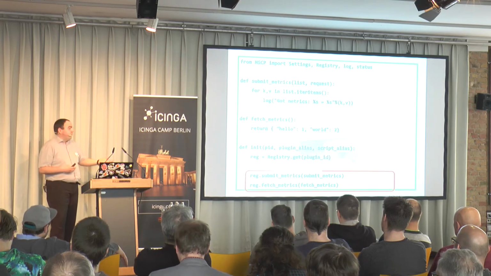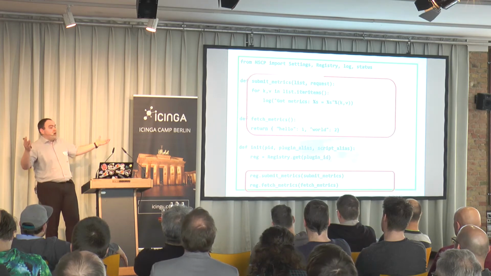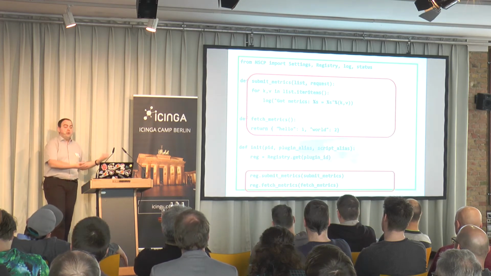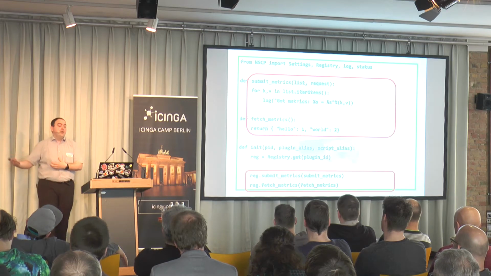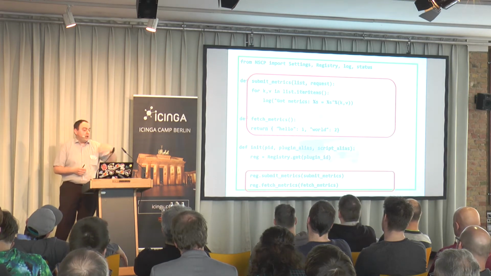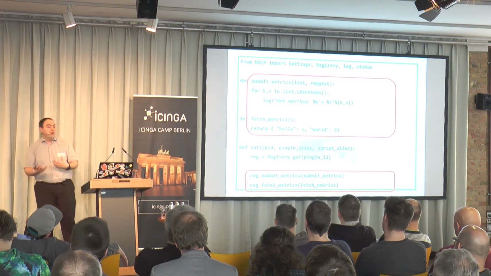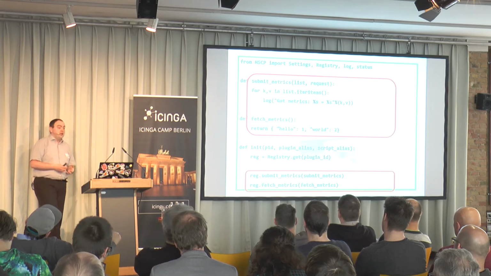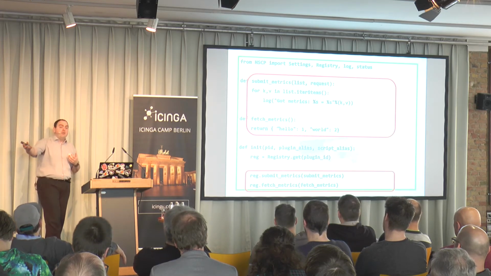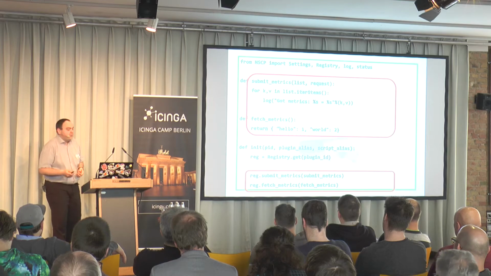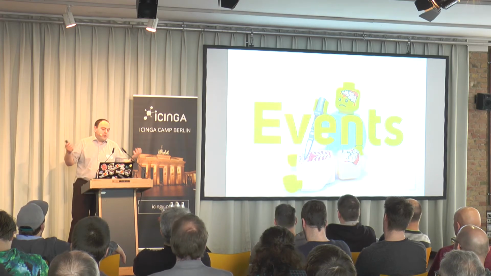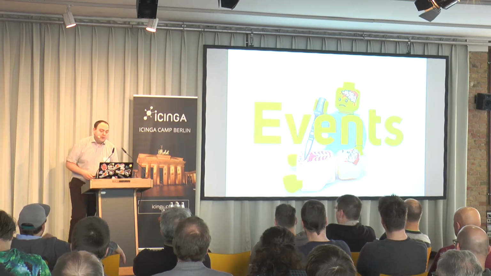Supplying metrics is a simple one-liner. We just return a hash map of whatever values we want to send to Graphite or Elastic or wherever they're going, right? And we can also subscribe to metrics if we want to do something like a compound check. So we can look at the CPU and some other value and figure out what we're going to do with it. And of course, the events are there as well, right?